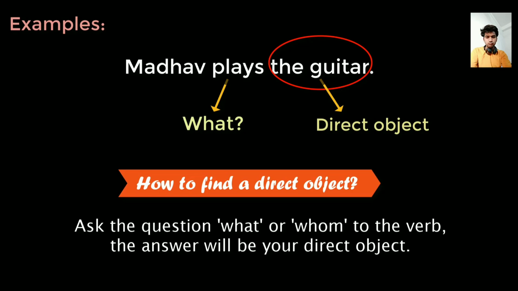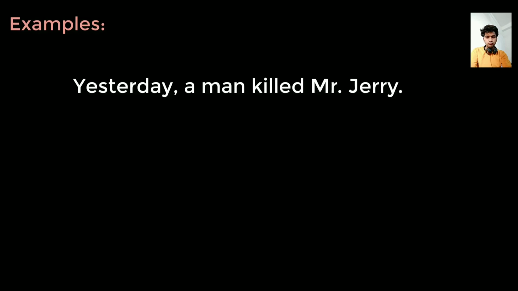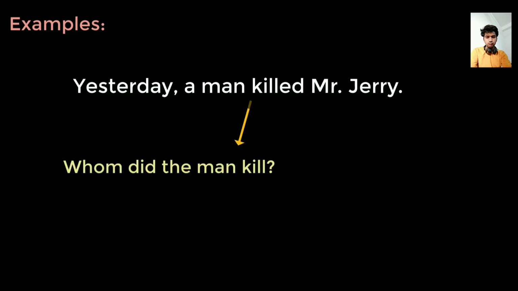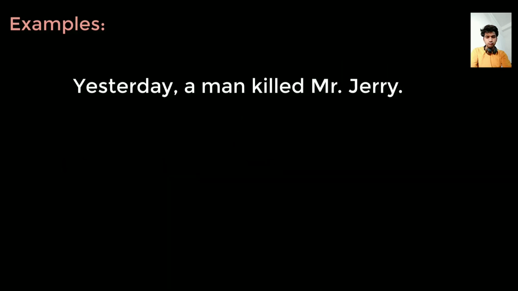Now, a few seconds back I said a direct object is generally a thing, which is true, but it can be a person too. Let me show you some examples. Yesterday a man killed Mr. Jerry. Who got killed yesterday? Mr. Jerry. Poor Mr. Jerry. So Mr. Jerry is a direct object. Here Mr. Jerry is not a thing, he's a person. So a direct object can be a person too.